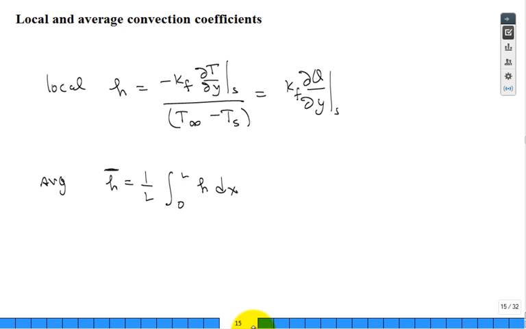What happens once I have a local h? Guess what I can do? Average. Does this equation look familiar for averaging? 1 over L times the integral from 0 to L of the local h. Sure. Okay. Hey, that's the equation we just had, didn't it? Isn't that what we just established? Okay.